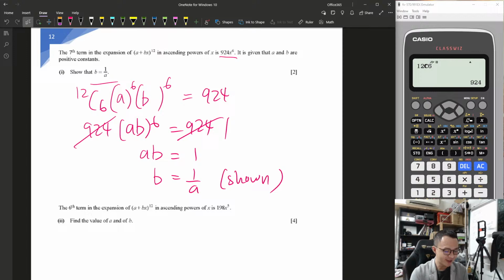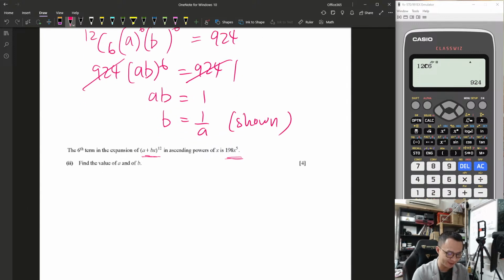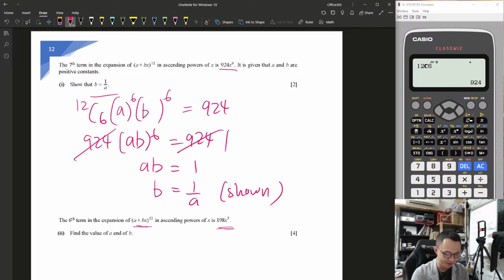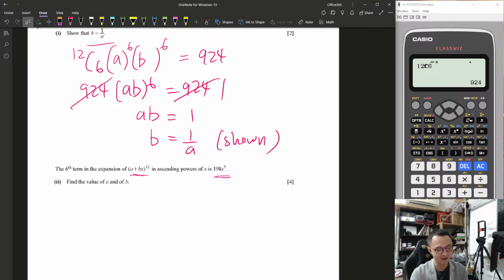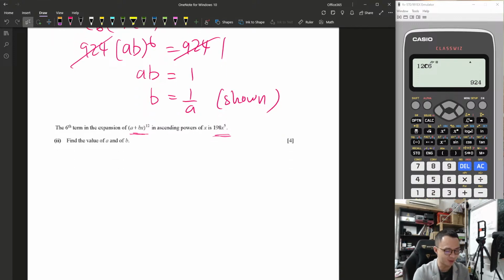Okay, so the sixth term of this one in the ascending power of x is x power of 5. Find the value of a and b. Is it related? Oh, okay. Basically, it's a simultaneous question. So sixth term basically means x power of 5. So you don't do 12C6. We need to pay attention to the power of x, not which term it is. Okay, so this one will be 12C5.